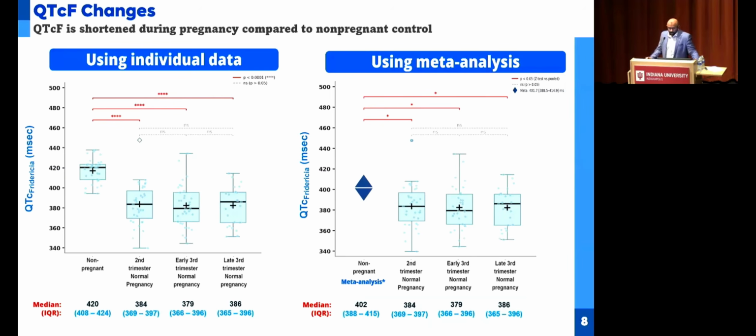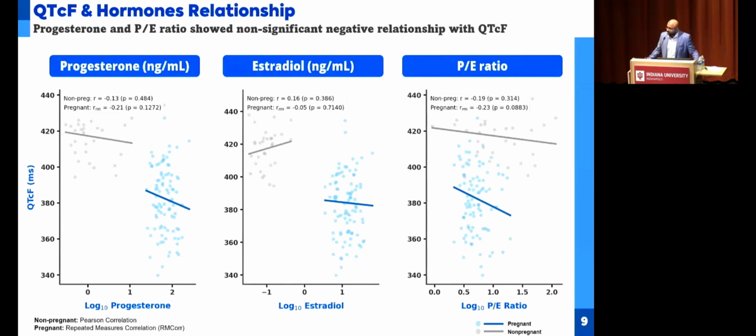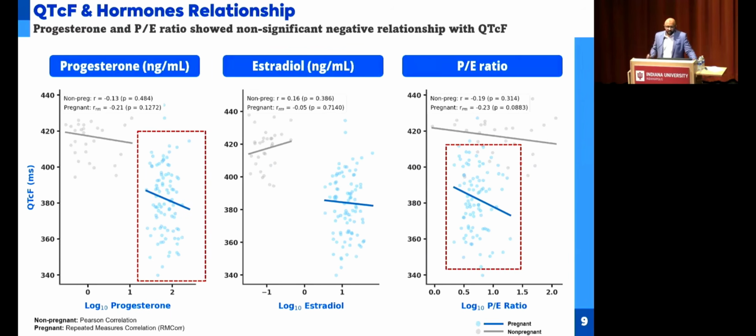When we assessed the relationship between QTcF and hormones, specifically progesterone, estradiol, and the ratio of progesterone to estradiol, we found a non-significant negative correlation between QTcF and progesterone, and also the ratio of progesterone to estradiol in pregnancy, which is in line. But in the middle, the estradiol seemed to be flattened, despite the fact that in non-pregnant women, shown in gray, it was showing an increase.